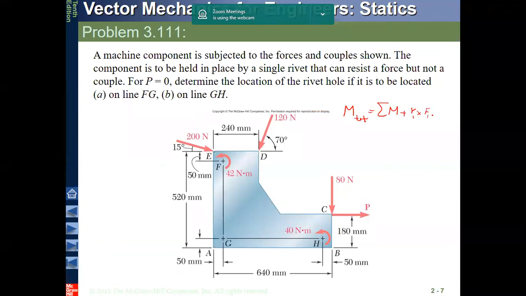R1 F1 plus R2 F2, etc. So this is the total couples.